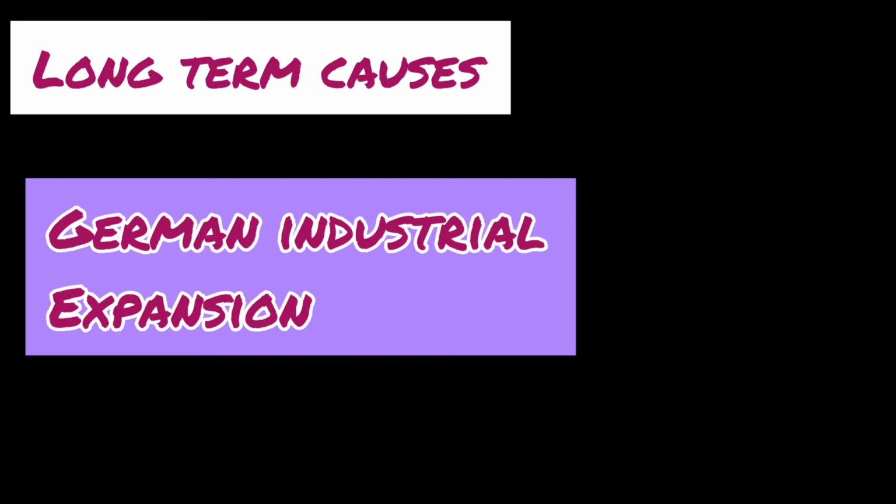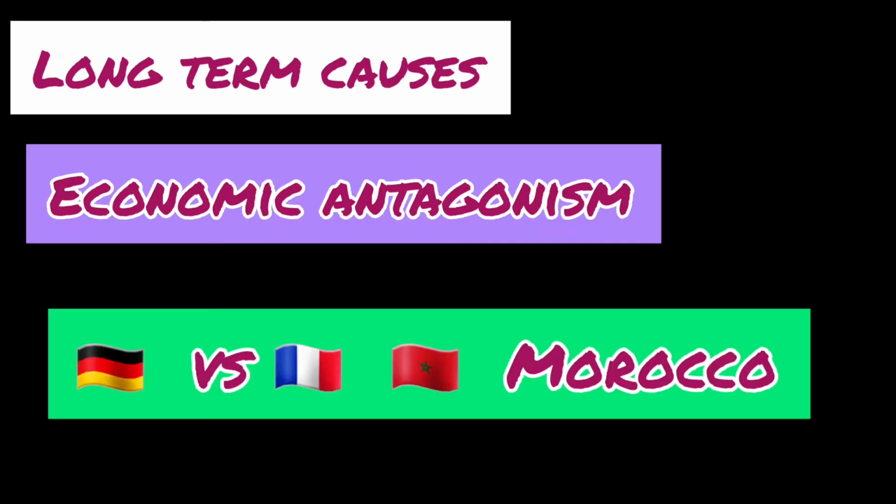Another important cause that we are going to study as regards economy is economic antagonism. Economic antagonism had three different situations. The first one was Germany with France. They were fighting over the right to exploit mineral resources and trading opportunities in Morocco.